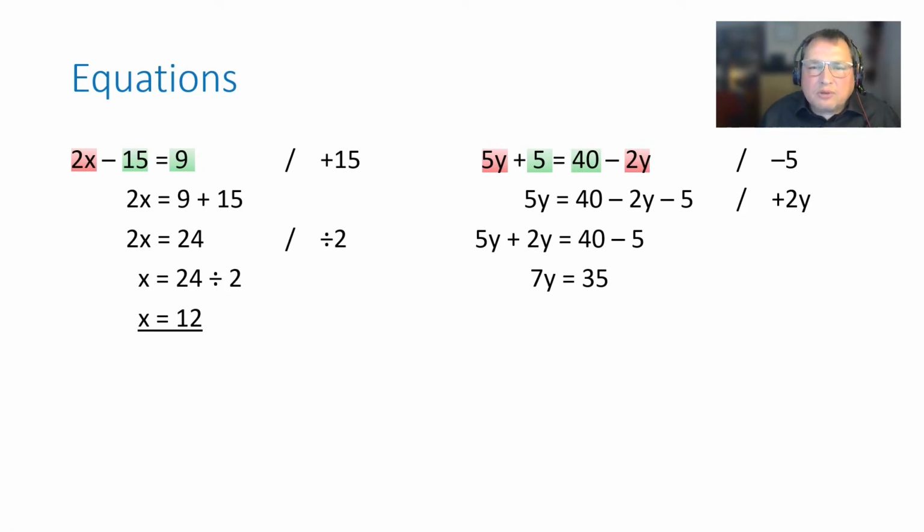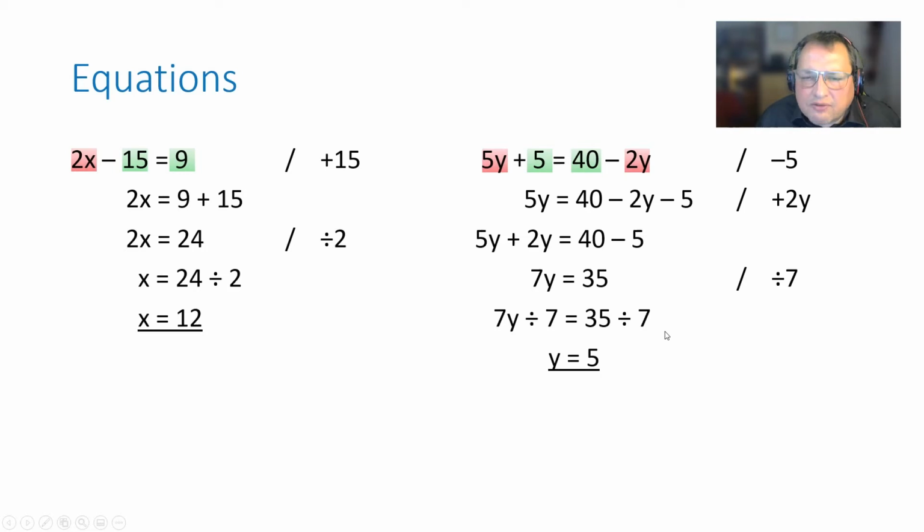The last final step is to divide both sides by 7, so as to get rid of the 7 from the left-hand side. 7y divided by 7 is y, and 35 divided by 7 is 5.